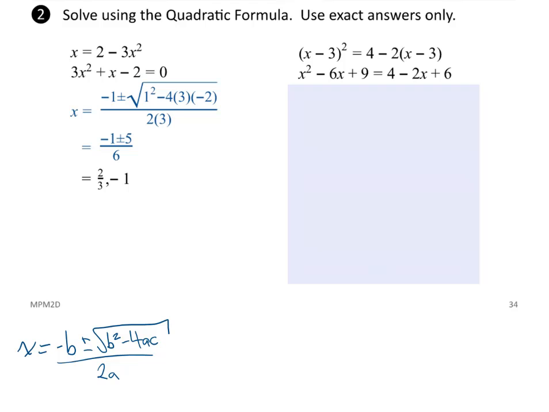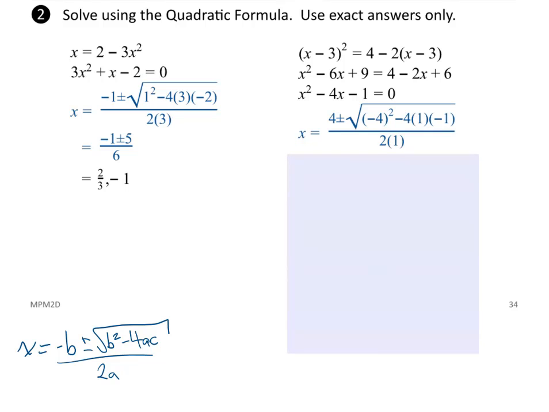And now we collect like terms. So we start moving everything over to the left side. 4 goes over, becomes negative. 6 goes over, becomes negative. So we get negative 10 plus 9. That gives us negative 1. Negative 2 goes over, becomes positive 2x. So positive 2x minus 6x gives us negative 4x. And now we can actually sub this into our quadratic equation, like so.